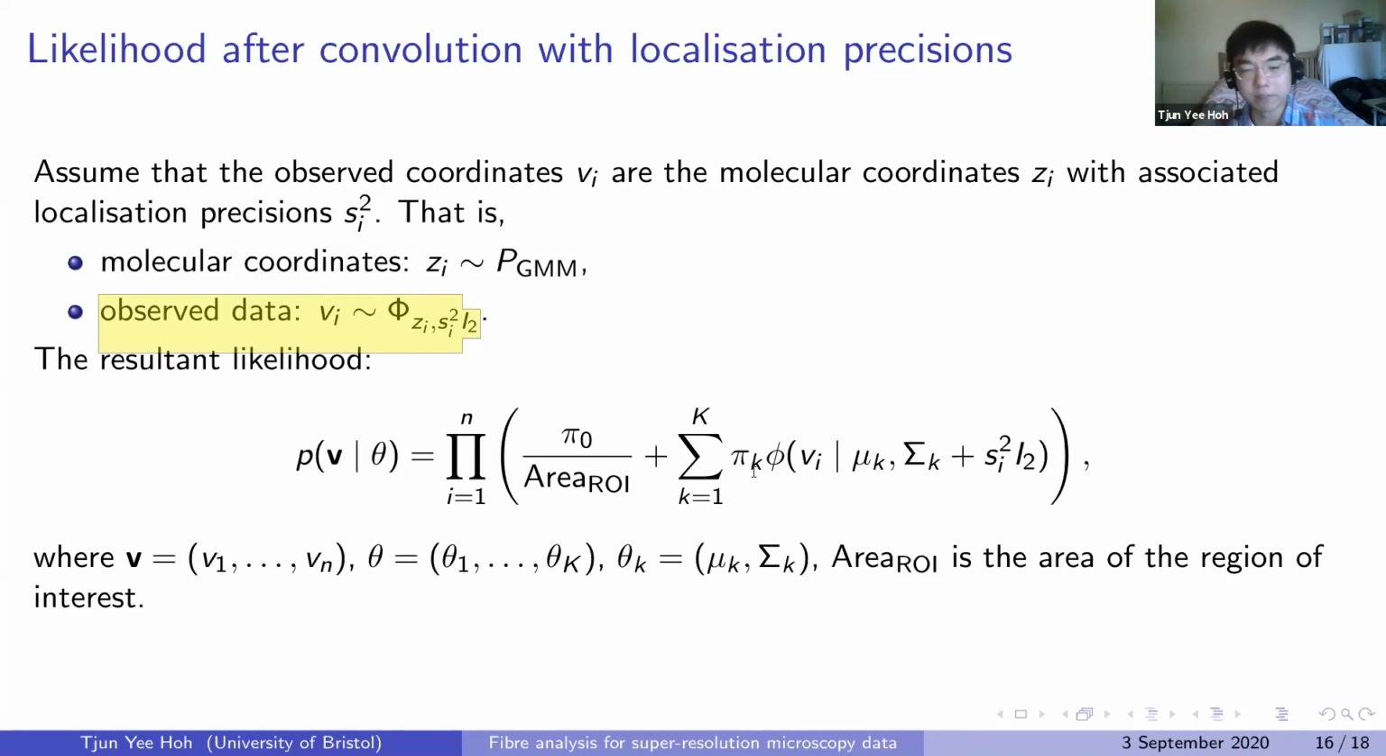And thanks to the use of the mixture model in the surrogate model, the resultant likelihood is still in the form of a Gaussian mixture model. All that's changed is that we have the addition of the localization precision term, s_i. And once again, we can obtain probability density estimates by using the expectation maximization algorithm. All we need now is just a deconvolution step in order to account for this additional s_i term.